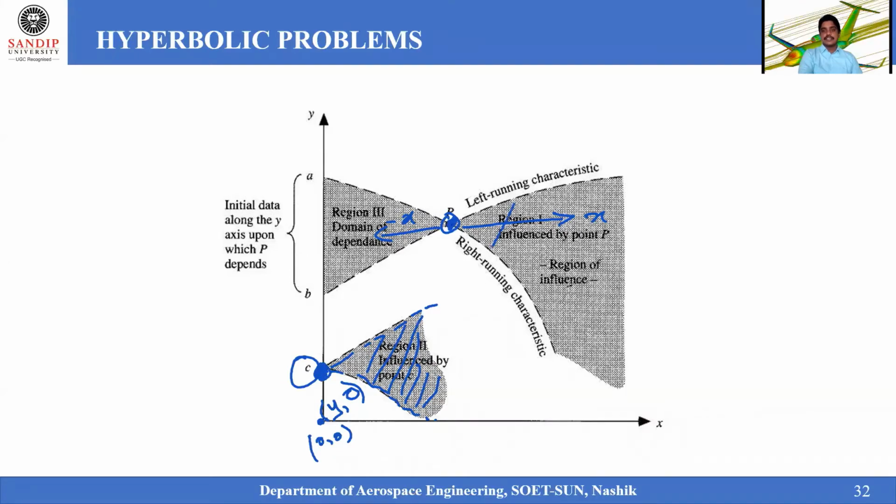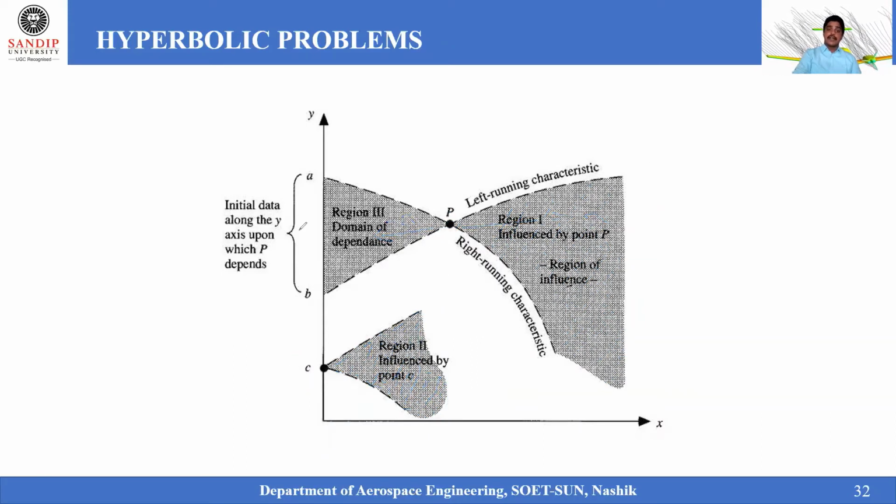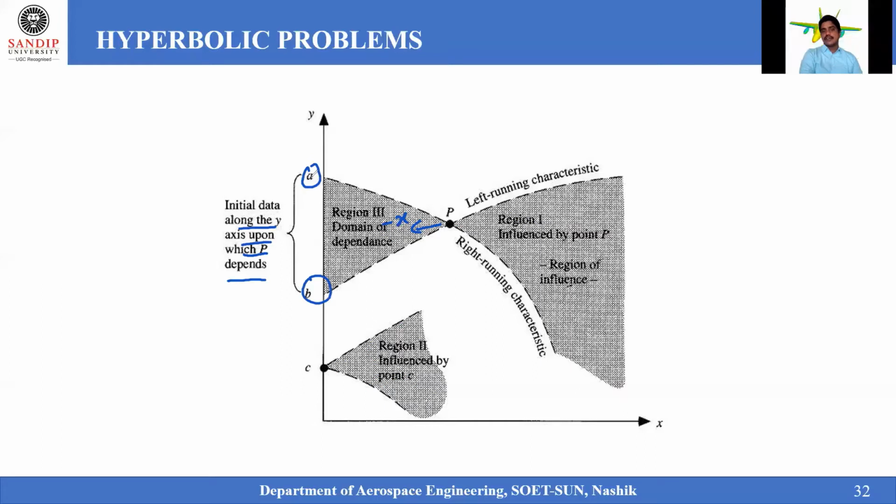So this complete region is dependent on the point P, and this complete region, region 2, is completely dependent on the point C. Now let us go back to this one. What exactly happened when I'm moving behind this point P, in the negative x direction of the point P? Initially, what we have taken is initial data along the xy axis upon which P depends, which depends upon this A and B.